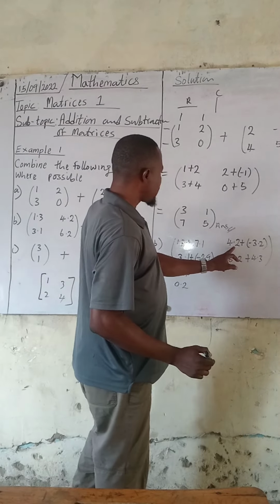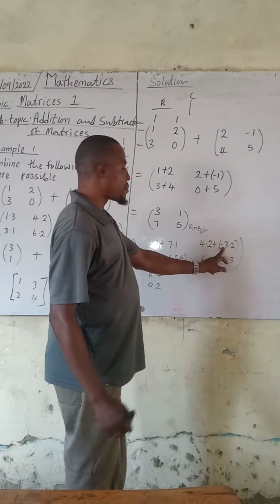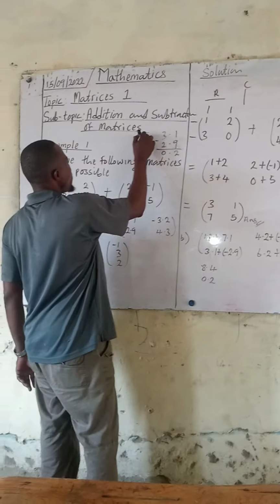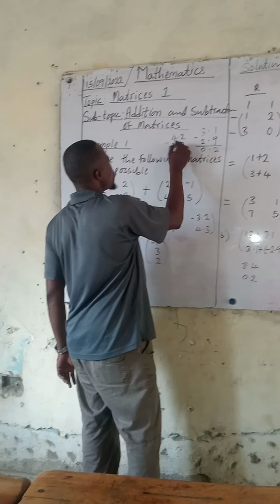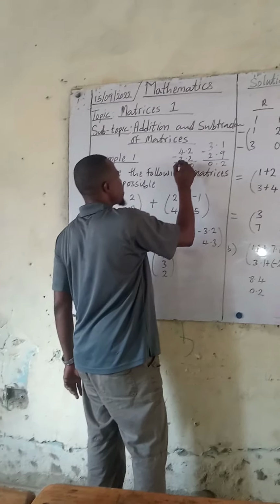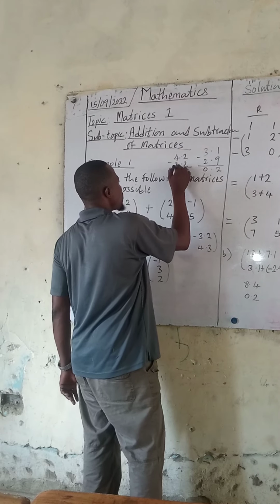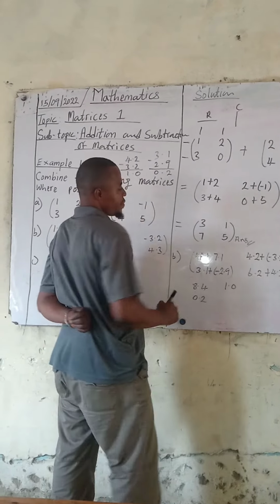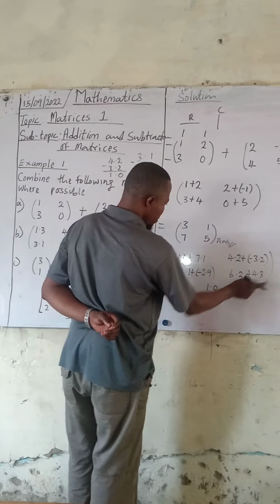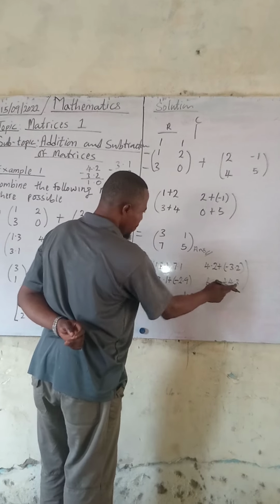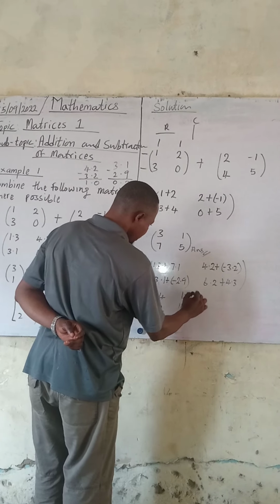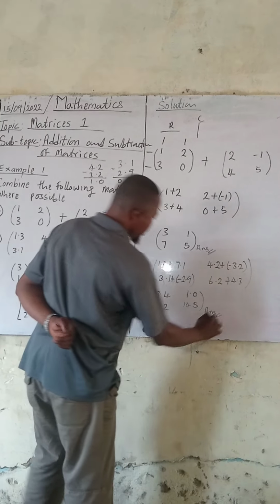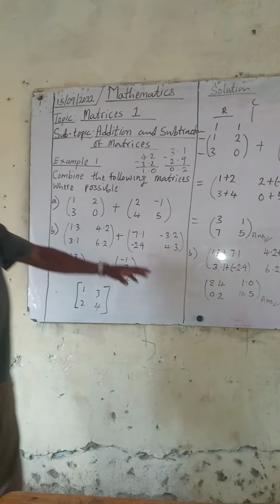Now you also come here. Plus times minus will give us minus. Then we have 4.2 minus 3.2. 2 minus 2 will give us 0. 4 minus 3 will give us 1. So we have 1.0. After that, 2 plus 3 will give us 5. 6 plus 4 will give us 10. So we have 10.5. So that's our answer. We have added it together.